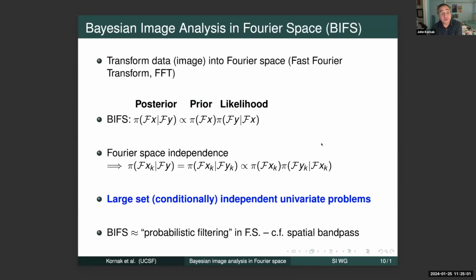Okay. So how do we specify Bayesian image analysis in Fourier space? Well, it looks pretty similar to what we had before in image space. But your first step is you've got your image, you transform it into Fourier space, and that now becomes the data that you're working with. We can do that very easily with the wonderful fast Fourier transform algorithm. And then when we're working with BIFS, a posterior is now not just pi of x given y, it's pi of the Fourier transform of x given the Fourier transform of y. That's proportional to the prior in terms of the Fourier transform of x multiplied by the likelihood. So the same, except that we have these script F's in front of everything to represent the Fourier transform.